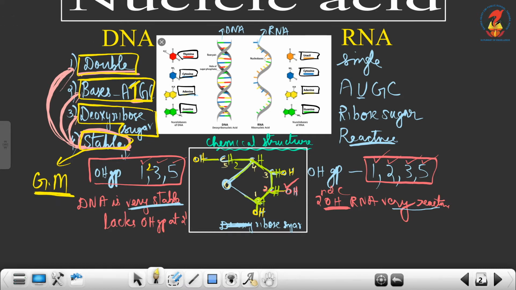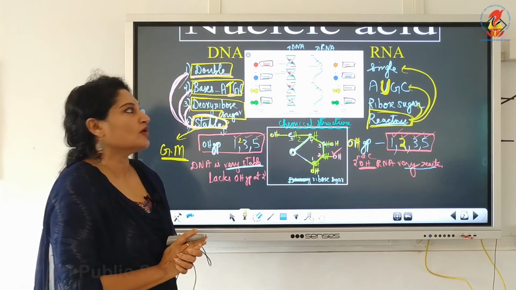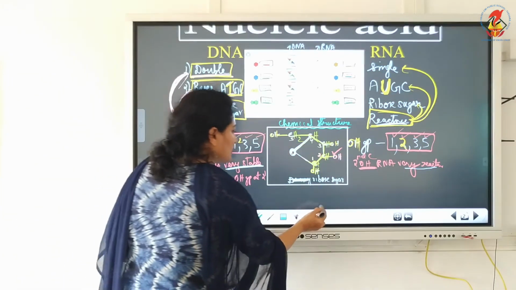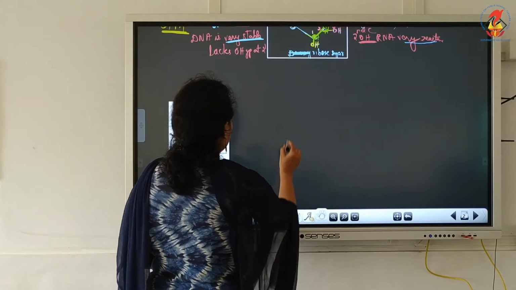Now talk about RNA, why it is reactive or unstable. One reason, it is single stranded. Second reason is U is very unstable or reactive. If it was T, it would have been very stable. Then the third reason is the sugar. The ribose sugar has an additional hydroxyl group at the second carbon atom, which makes it very reactive. Clear? So these are the basic 4 differences you have to know about DNA and RNA, which serve as the genetic material. Now we are going into the details of the structure of DNA.